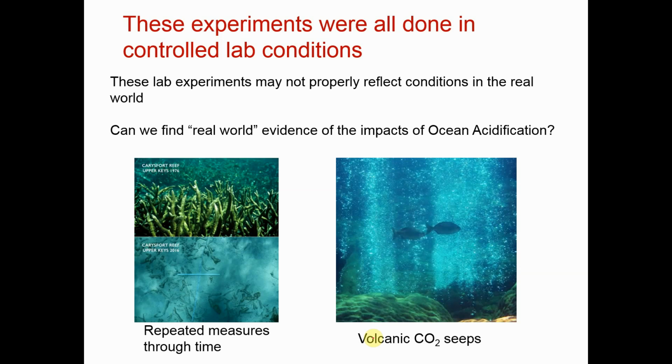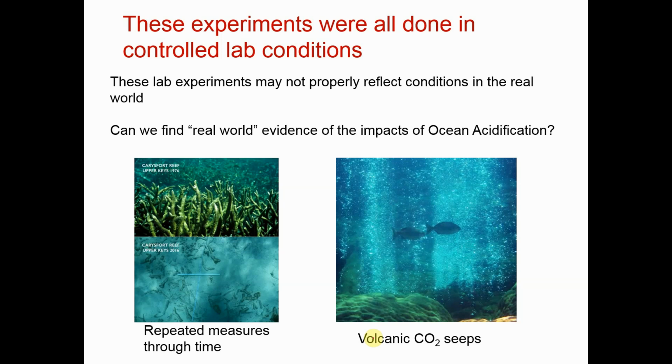In addition, the experiments that I did at the community level were under highly controlled conditions. I set up a bunch of tanks in a lab. In each one of those tanks, I put some zooplankton, and I put a predator, or I didn't, or I changed the pH conditions, or I didn't, and then watched what happened. They're in very controlled conditions. And so these lab experiments may not properly reflect conditions in the real world.